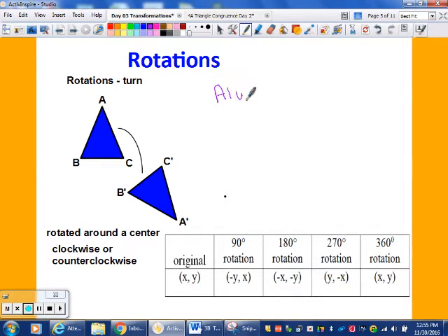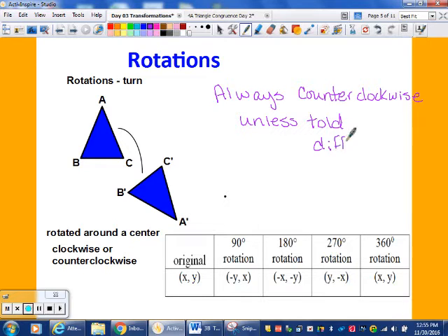So I would write in my notes, it's always counterclockwise unless told differently. So you can remember this, okay? Always rotate counterclockwise unless it tells you to do clockwise. Now, some of you are going, okay, but how do I do that when I'm just given points? Well, that's what this box down here is all about, right here. If you start out with a point, original point, if it tells you to rotate 90 degrees, you're just going to switch your x and y and negative the y.